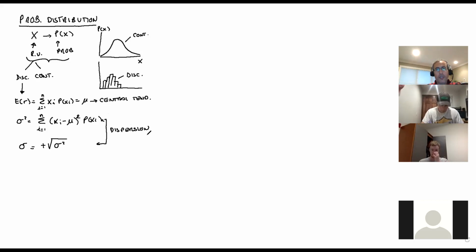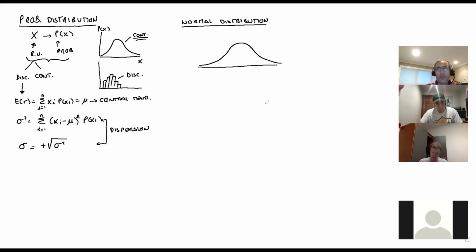Okay. So now let's start talking, guys, about, I will focus my attention more on continuous distributions that we're going to be using in this class in econometrics. And I will start with, of course, the obvious one, the normal distribution. Pretty sure you know the normal distribution. Bell-shaped, correct? Symmetric.